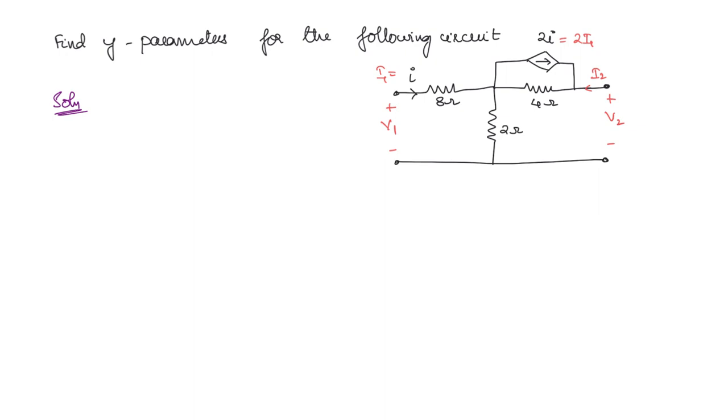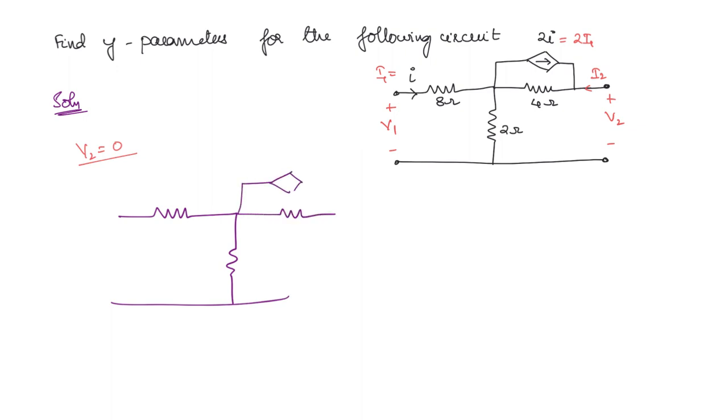Okay. So what is the first step? Y parameters are short circuit parameters. So you can take V2 is equal to 0, we will first take. So when V2 is 0, then what will be the circuit? So the circuit is going to be, here you have a resistor, here you have a resistor, here you have a dependent current source. Now this is going to be short circuited. So the current I2 is flowing like this, 2I1 is flowing like this, 4 ohms, 2 ohms, 8 ohms, V1 and I1.